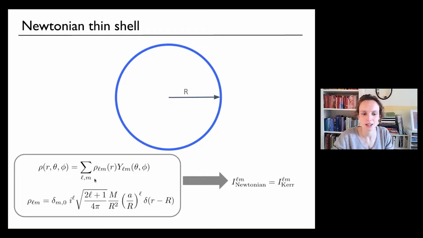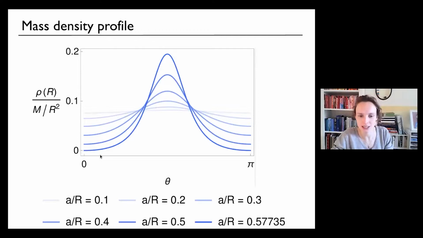Now you may say, okay, I have very little intuition for how this looks. So how does this mass density profile look? Well, of course, like I said, it will depend on your angle theta, and it has this particular shape. So whenever the spin, this value of A over R, is small, it is more isotropic, so to say.